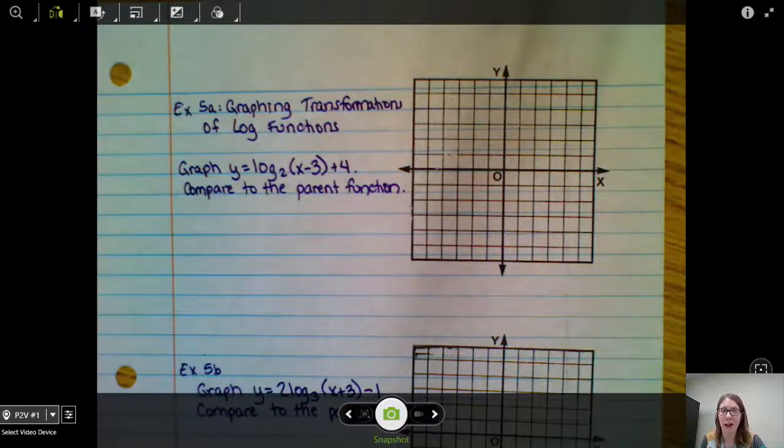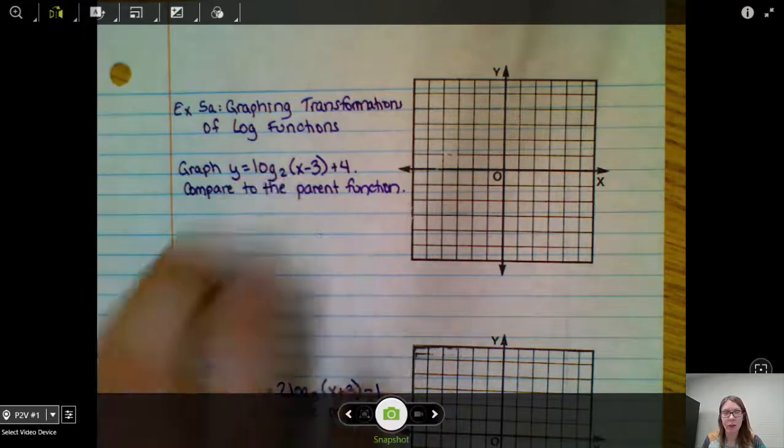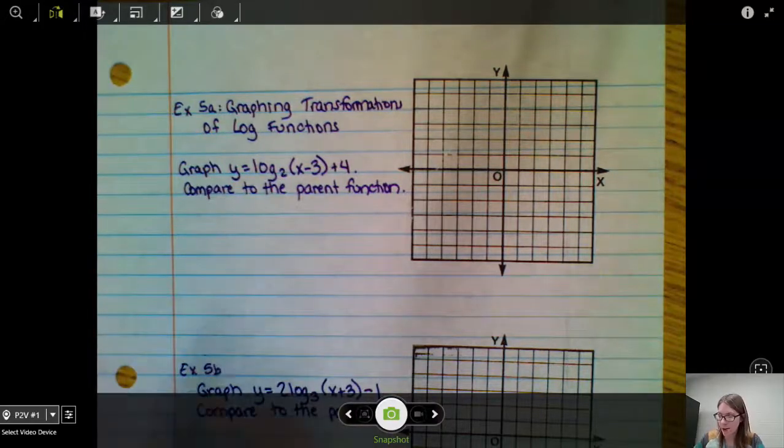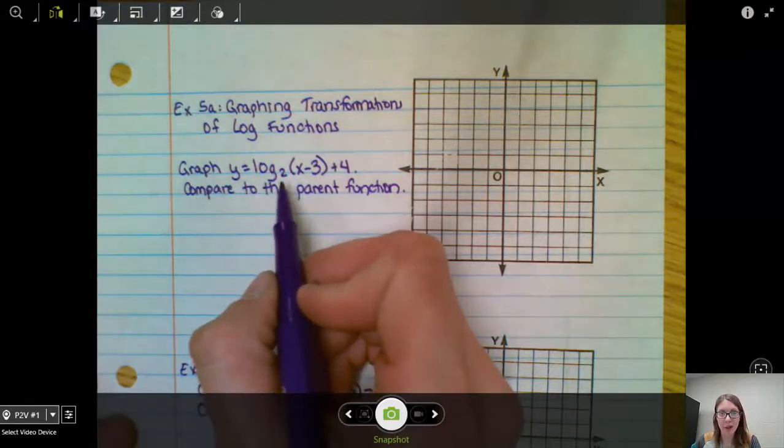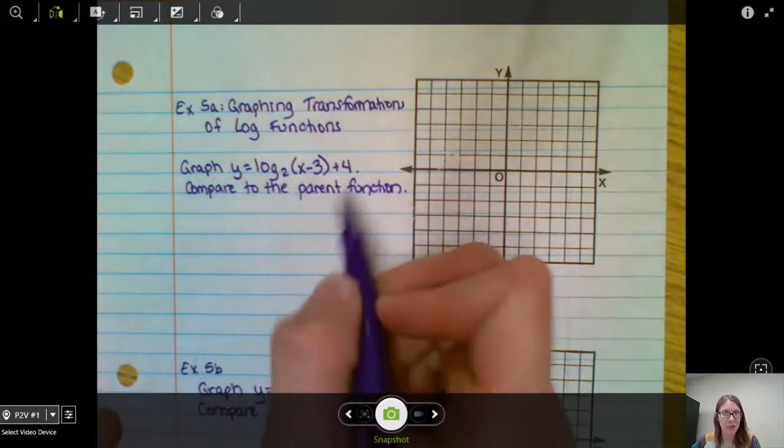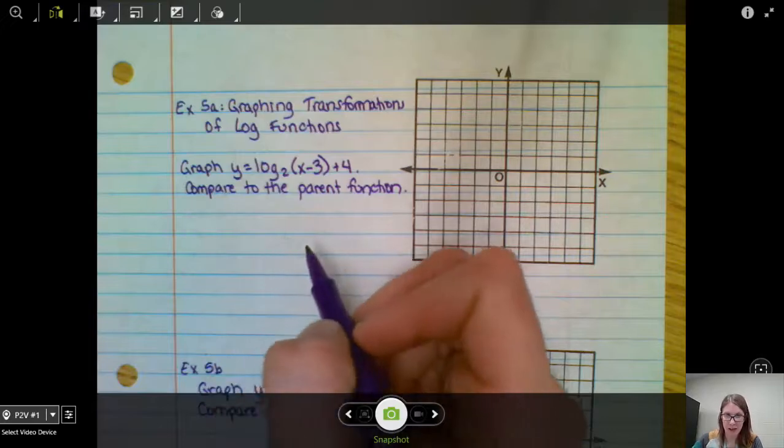Example 5, we are still graphing, but now we're going to graph transformations of our logarithmic functions. So example 5a, we are going to graph y equals the log base 2 of x minus 3 plus 4, and then compare to the parent function.